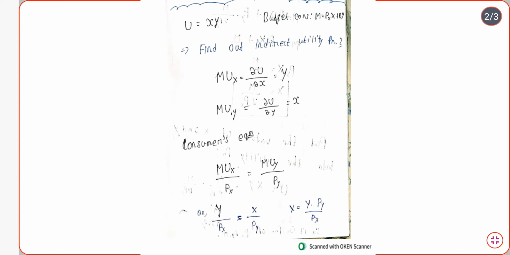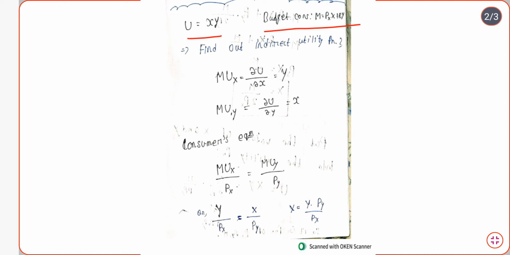Now in this question the utility function is given as x into y, and our budget constraint is given as m equals px into x plus py into y. Now if we have to find the indirect utility function, then there is a method that we can apply. We can also apply the Lagrangian method. I have used that method to find the indirect utility function in some of my videos, but in this video I am going to take a different approach.